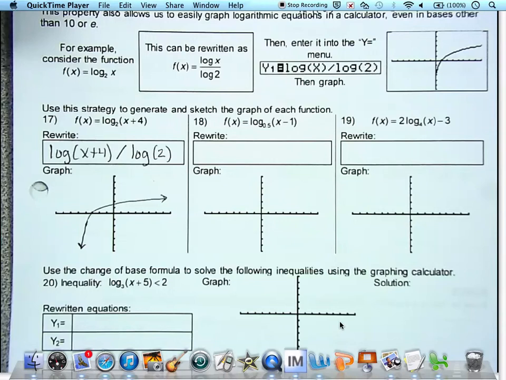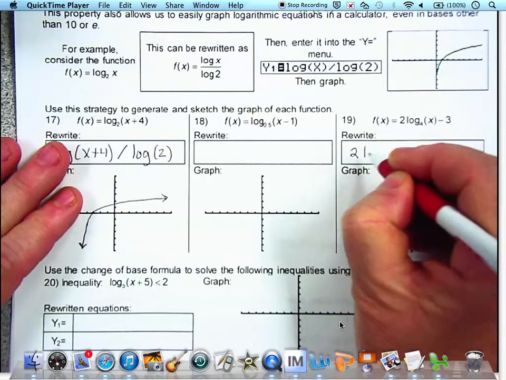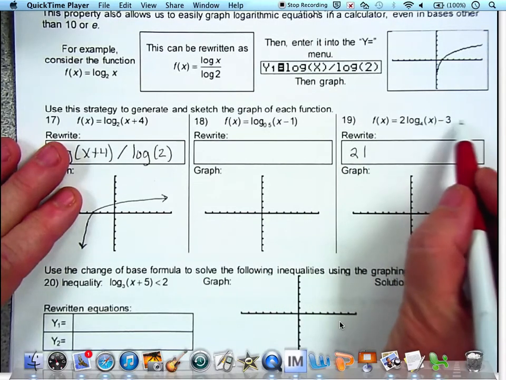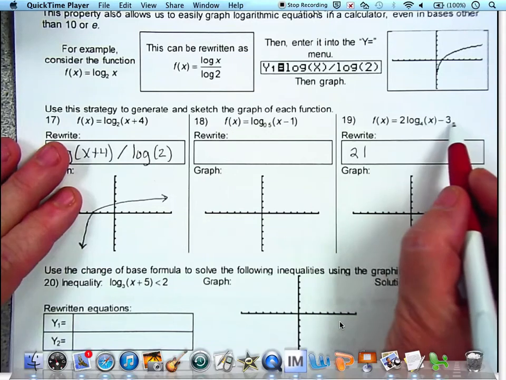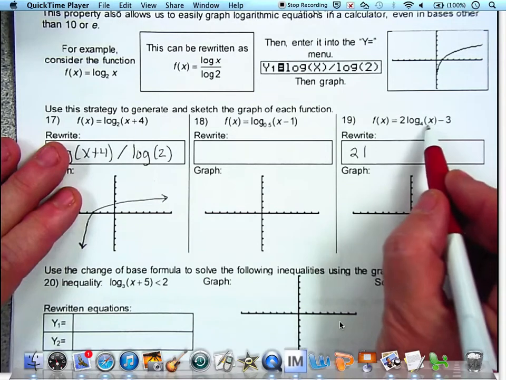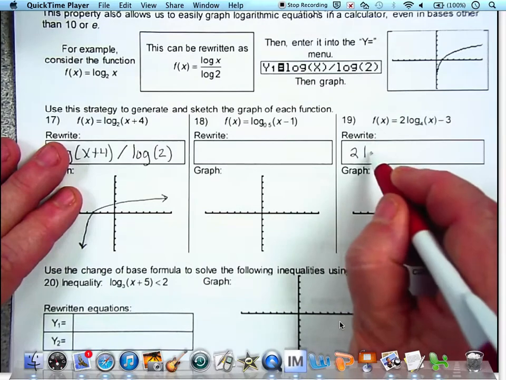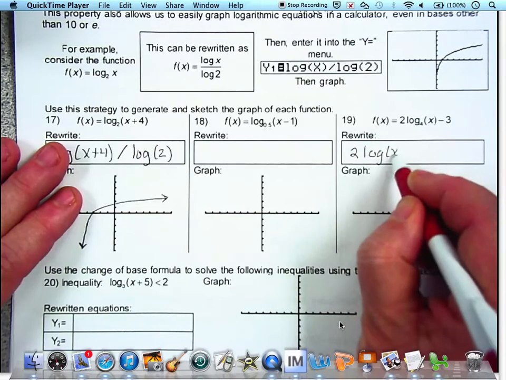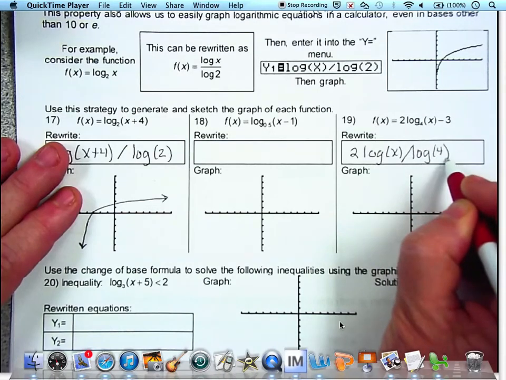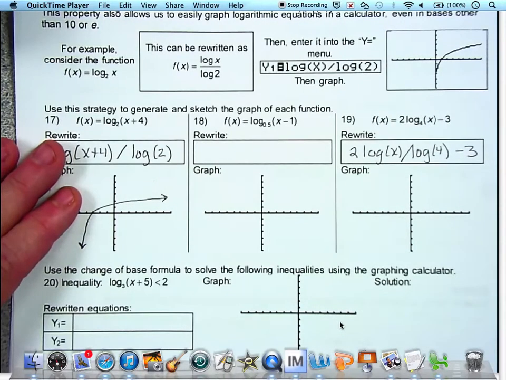Wait, so you can put 2 log x close parentheses minus 3? No, because that minus 3 is not in there with the x. It's outside of it. It says log base 4 of x, not log base 4 of x minus 3. See what I'm saying? So you're going to have 2 log of x divided by log of 4, then minus 3, like that. I inputted that wrong.